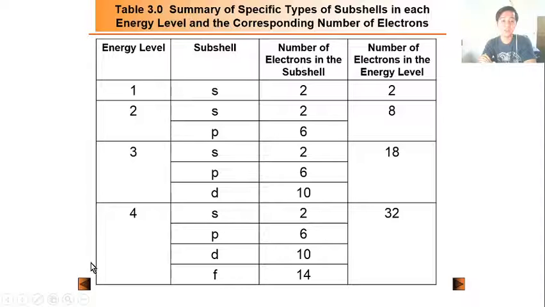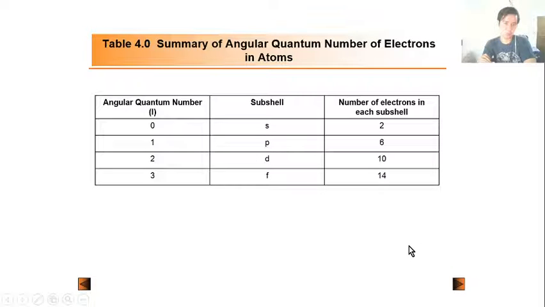Again, if the energy level is 4, what's the maximum number of electrons it can hold? It's 32. Why 32? Because we know that energy level 4 has how many sublevel? 4. Again, the number of sublevel would be equal to the value of its n. So because energy level is 4, therefore the subshell would also be 4. The total number of sublevels or subshells. So it's S, P, D, F, right? And S2, P6, D10, F14. So the total number of electrons in energy level 4 is 32.